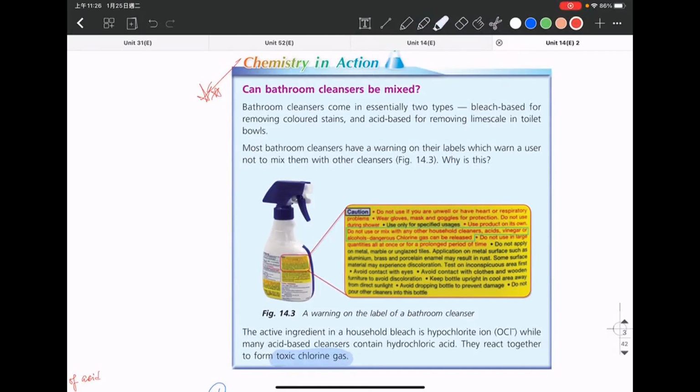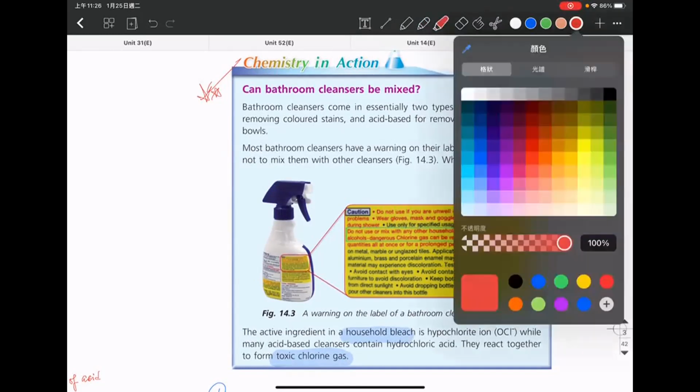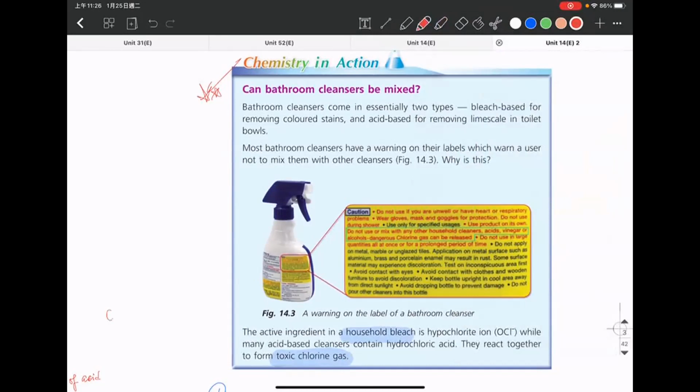Household chlorine bleach, please do not mix with other household chemicals, especially acid. All of you, please mark it down. Chlorine bleach plus acid forms chlorine gas, which is toxic. Never, never do such a thing. Is that clear?